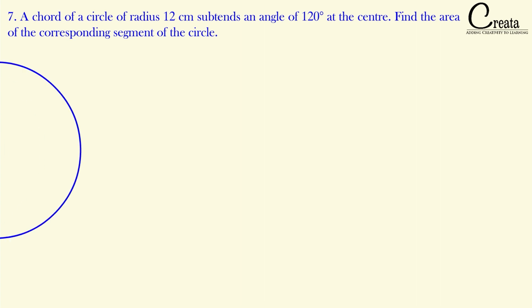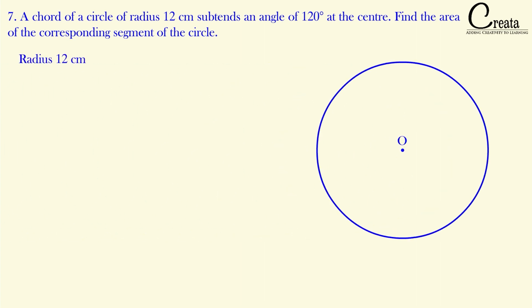In this question, we have a circle with radius of 12 cm, and this circle also has a chord which is subtending an angle of 120 degree at the center. Here OA and OB are the radius, which are equal to 12 cm. We have to find the area of the corresponding segment of the circle. Here this is a chord, so this is the segment whose area we have to calculate.